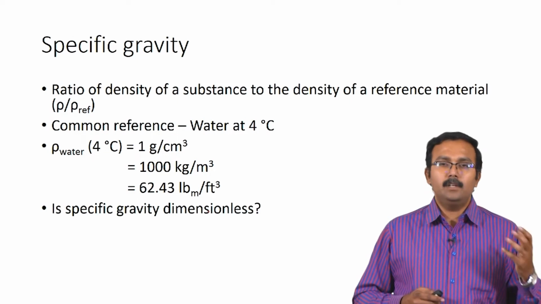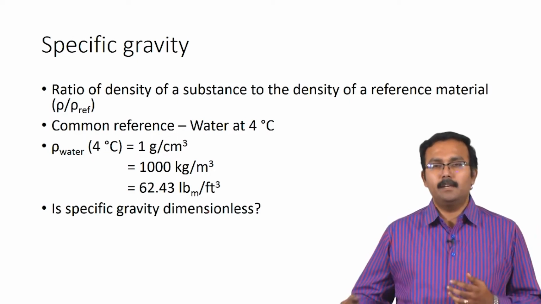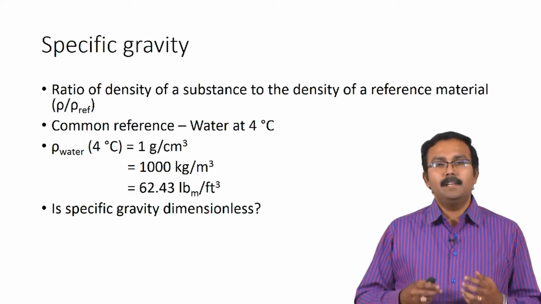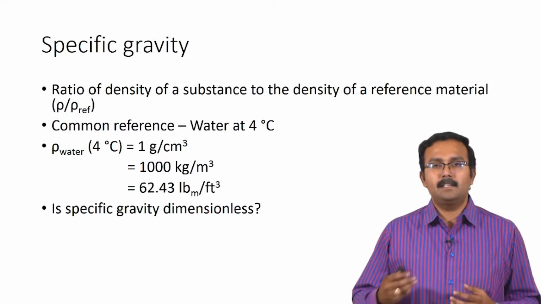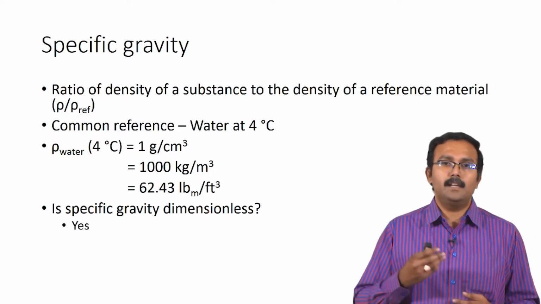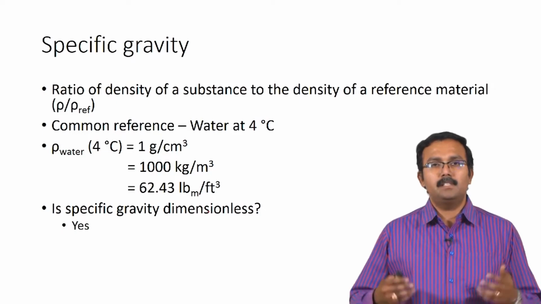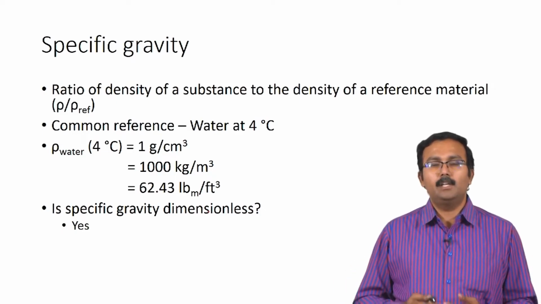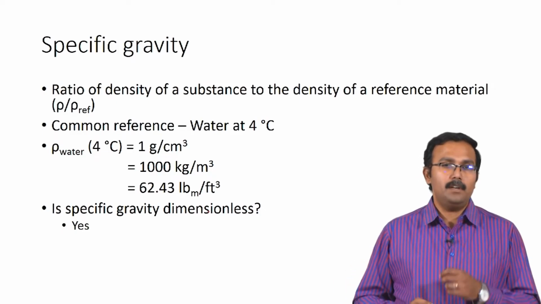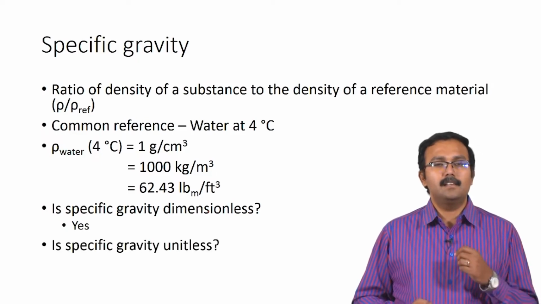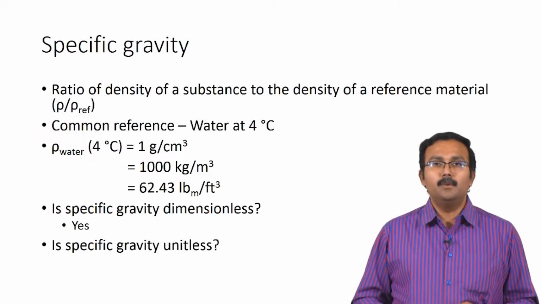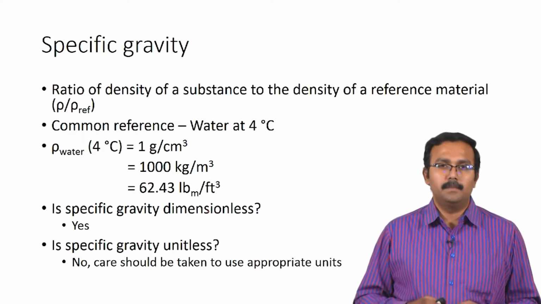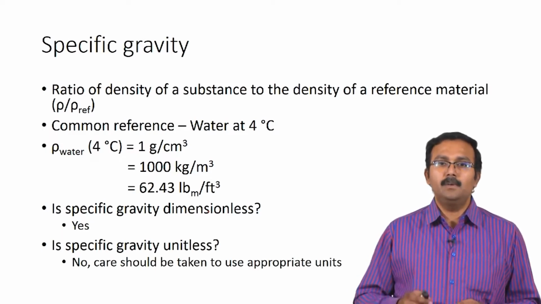Now we looked at terms which are dimensionless and unitless in the last lecture. Will specific gravity be a dimensionless term? Yes, because it is a ratio of two densities. Obviously the dimensions will get cancelled off and you will end up with a dimensionless term. So the more interesting question is, is this a unitless term? The answer is no, it is not a unitless term. You need to use the units appropriately.